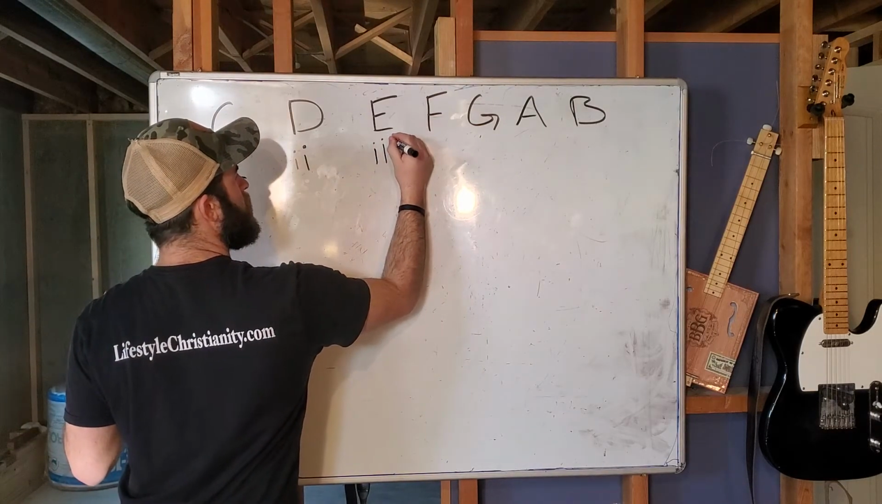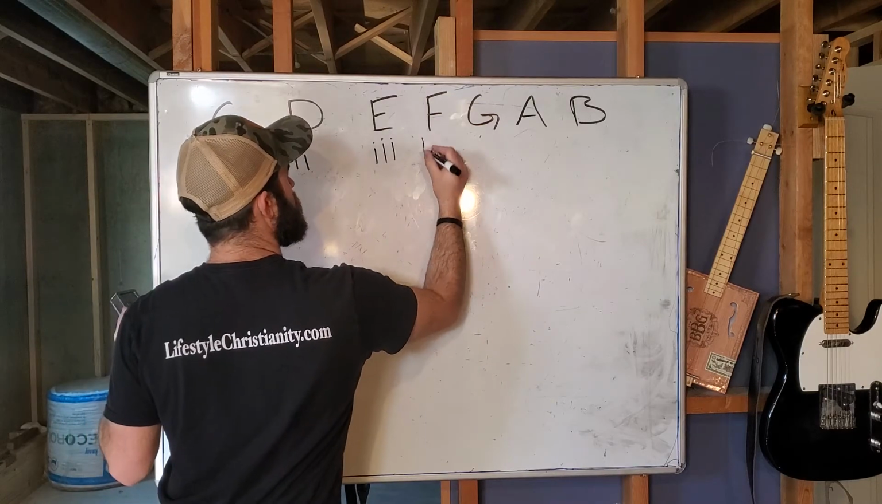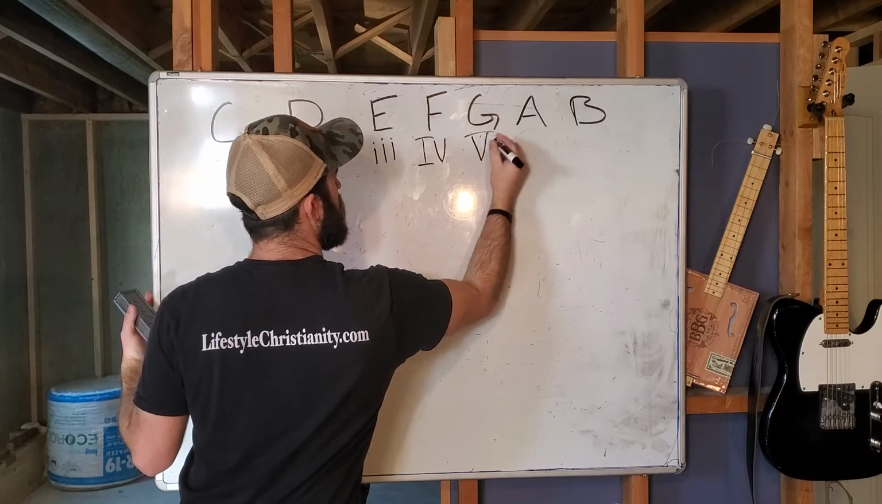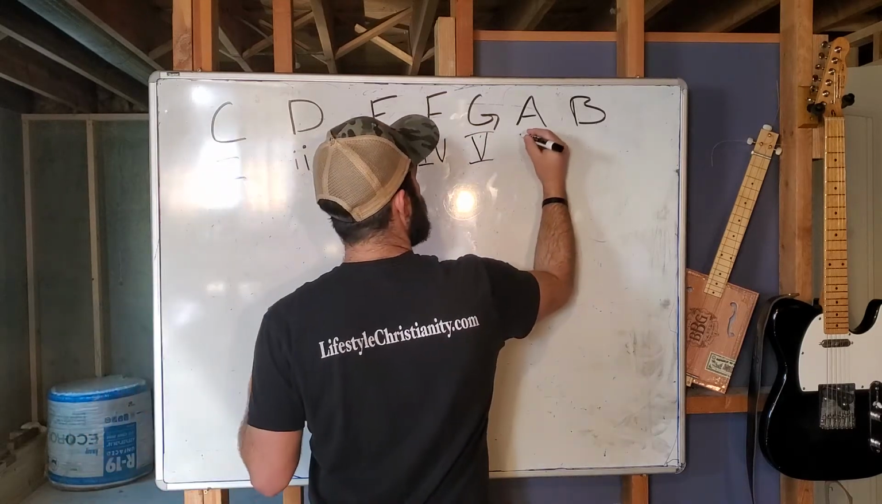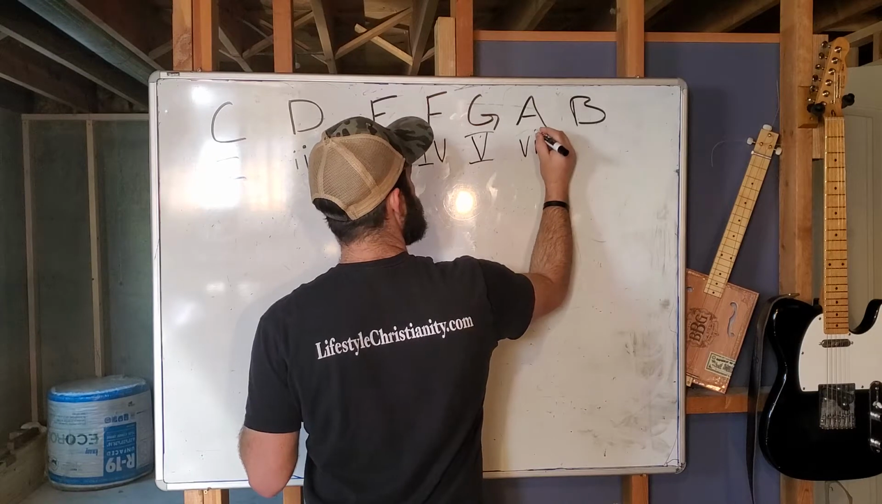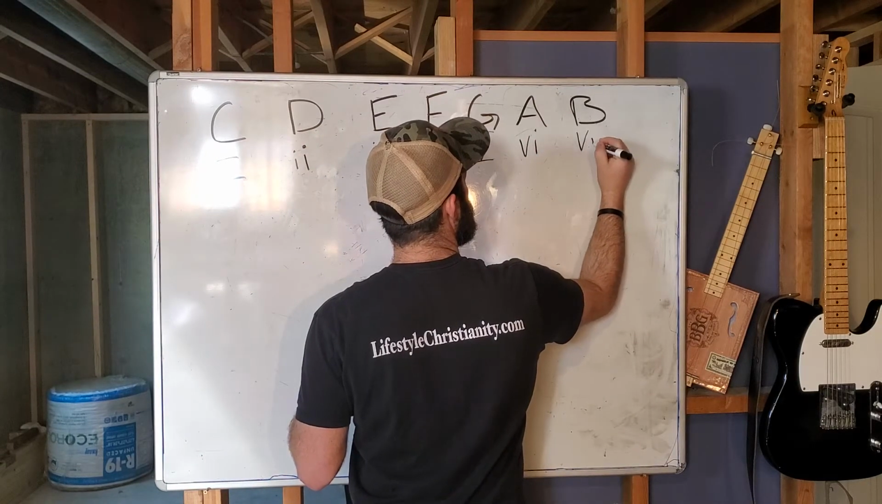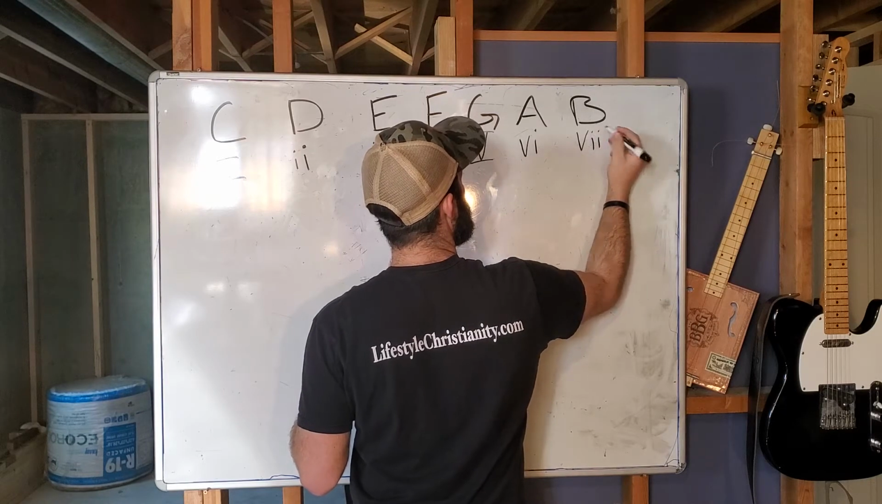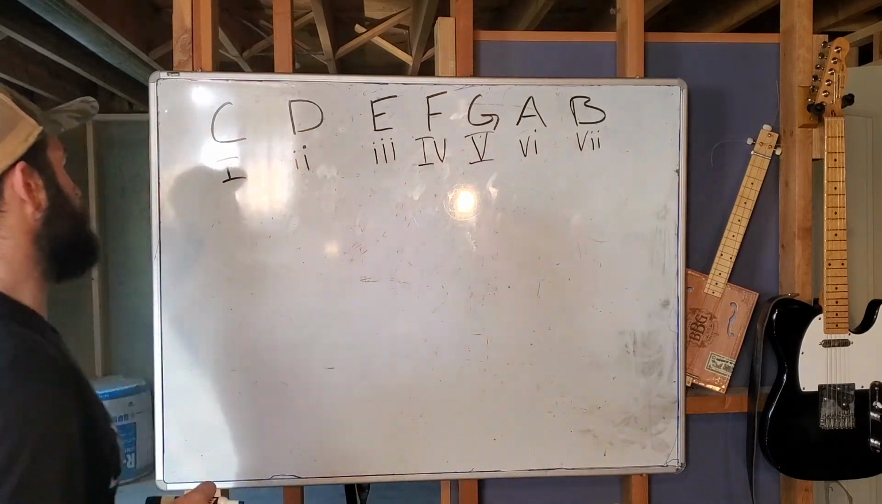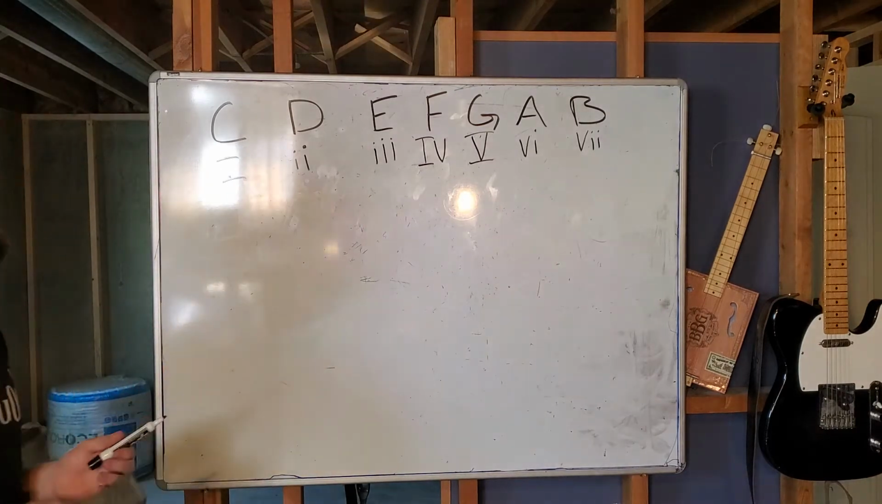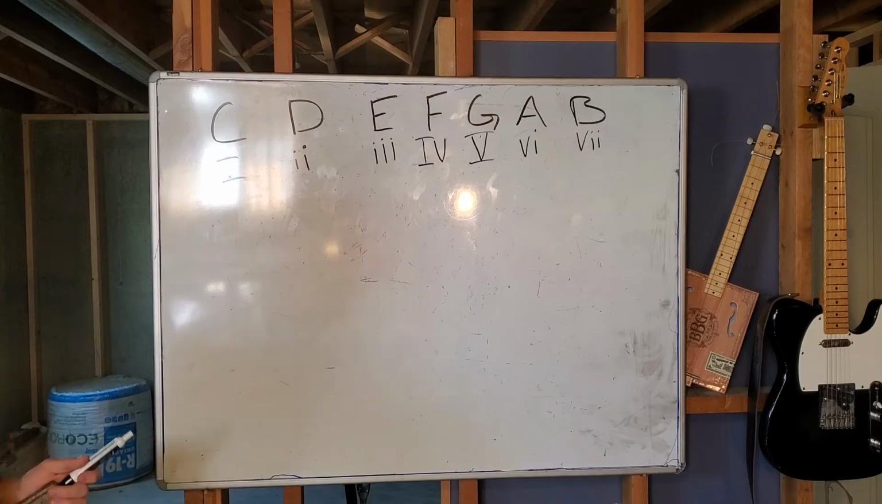Lowercase 3, uppercase 4, under F, uppercase 5, lowercase 6, and I'm going to leave the lowercase 7. Okay, so we've got 1 through 7. Those are our notes in the key of C. In any given major key, there's only 7, and so that's how it's going to roll.